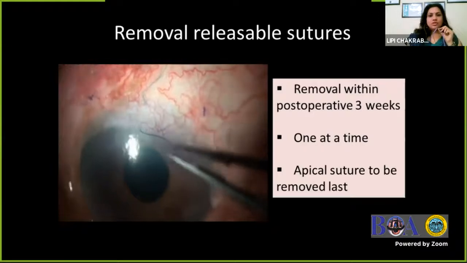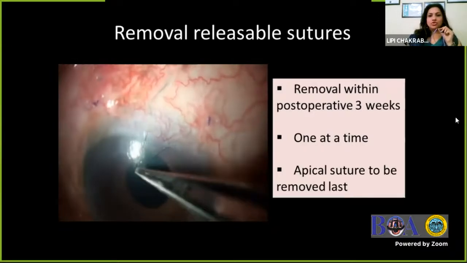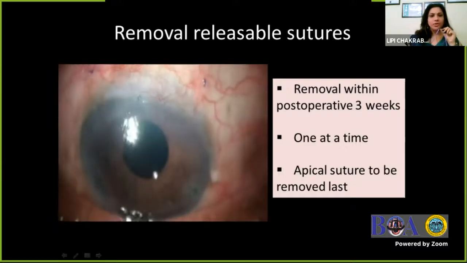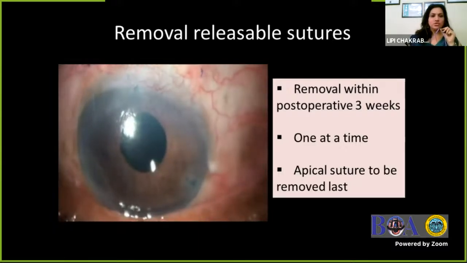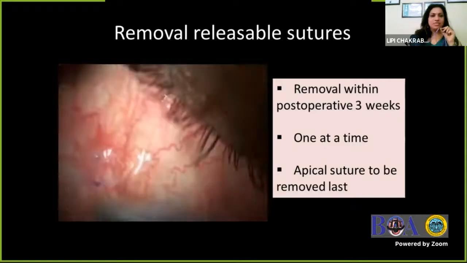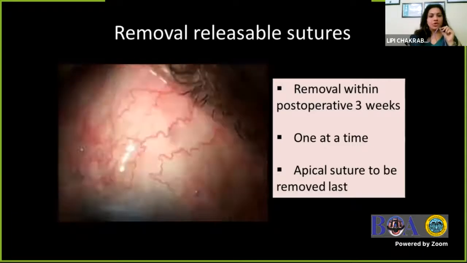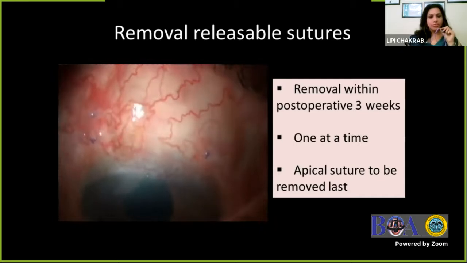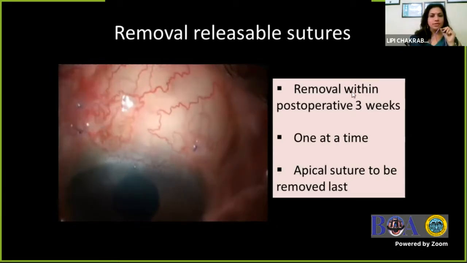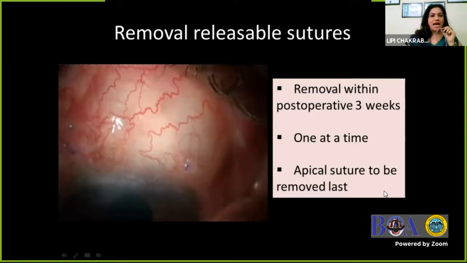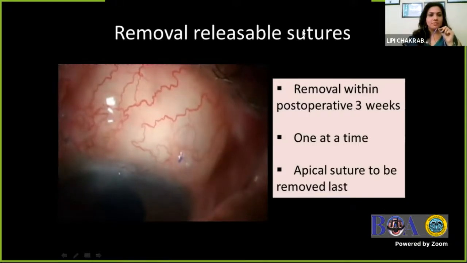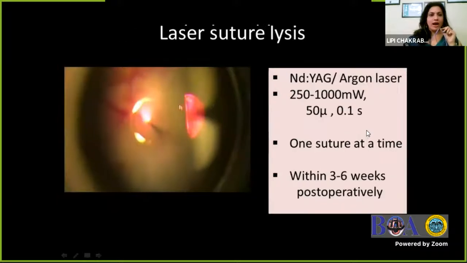Coming to the sutures, we remove the releasable sutures preferably by post-operative 3 weeks, although this depends on the eye, the surgeon, and the type of surgery, whether antifibrotic agents were used or not. One suture should be removed at a time, we all know this, and the apical suture has to go last. Mostly it goes last. So this is a nice bleb forming after removal of the releasable suture.